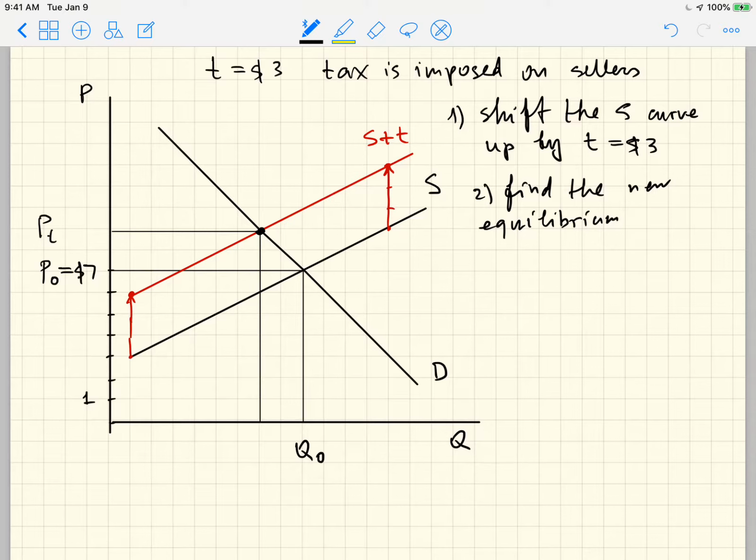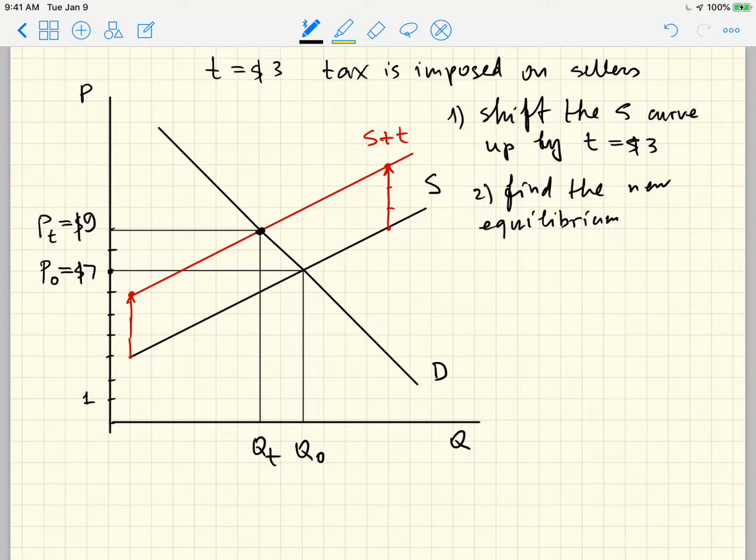So let's call it PT. So new equilibrium price when the tax is imposed. And it looks like it is $9. This is 7, 8, 9. And this is QT. So here comes our new equilibrium.